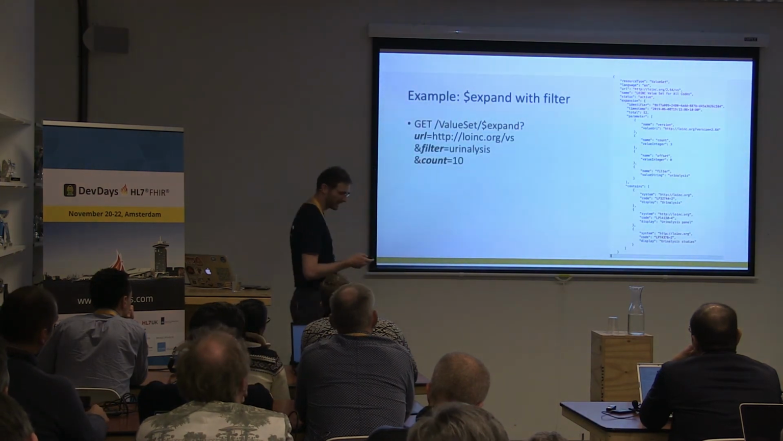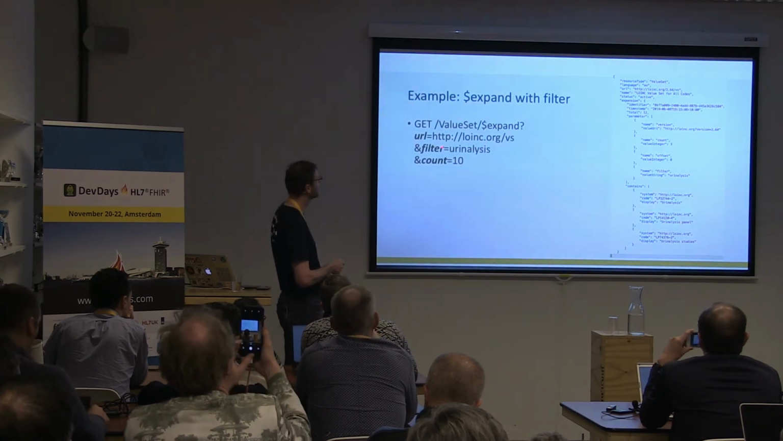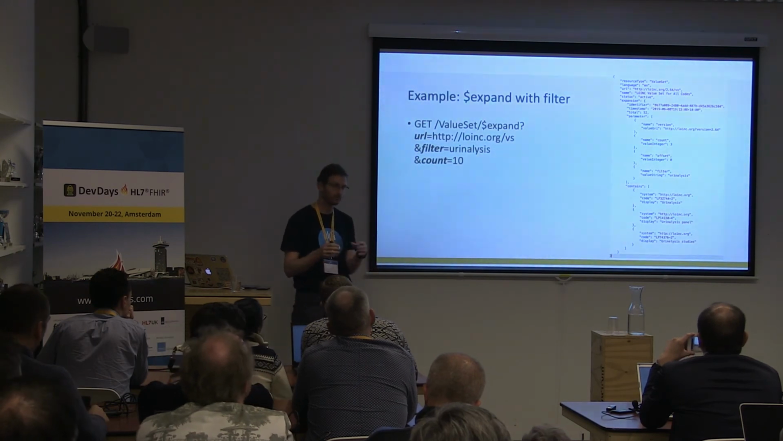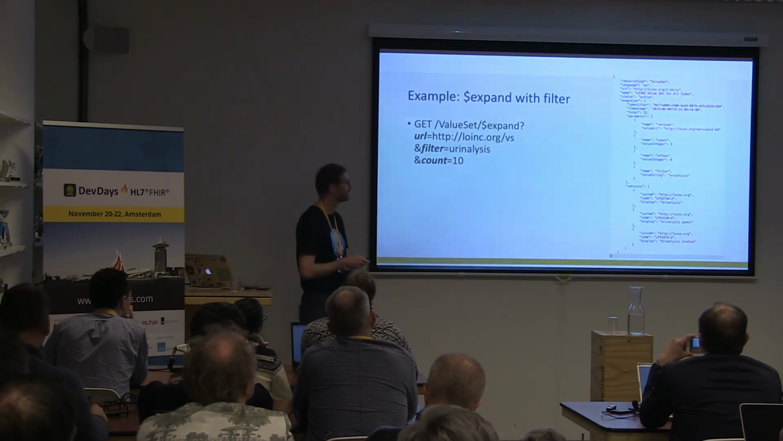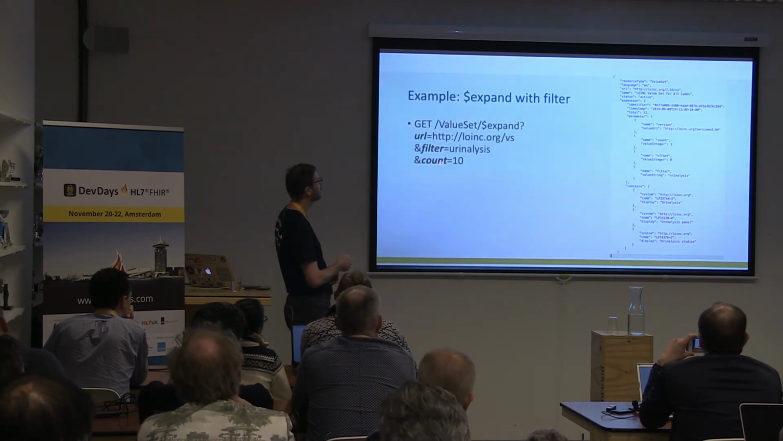A slightly more complicated one, in this case we're going to search a code system, in this case we're going to search LOINC. So http://loinc.org/vs is the implicit value set for all of the codes in LOINC. And we're going to give it a filter, which is "analysis", and say we only want 10 back.